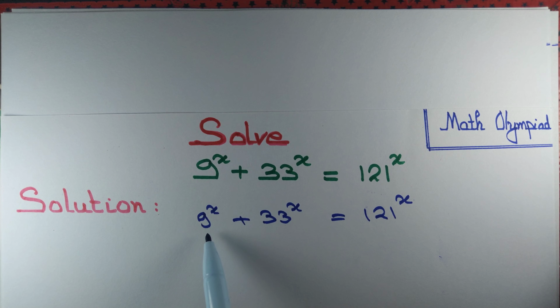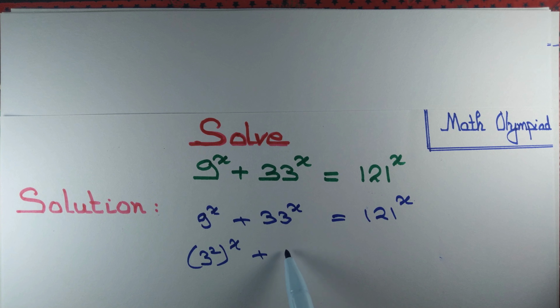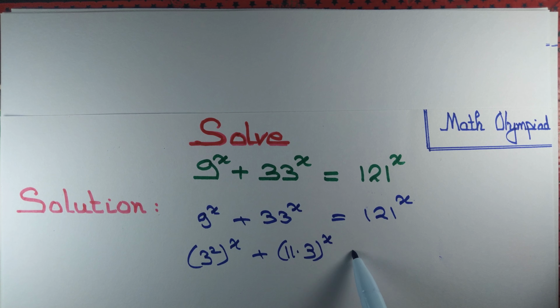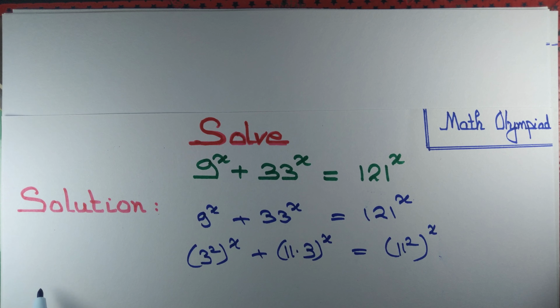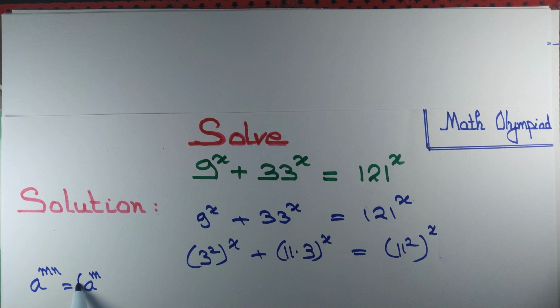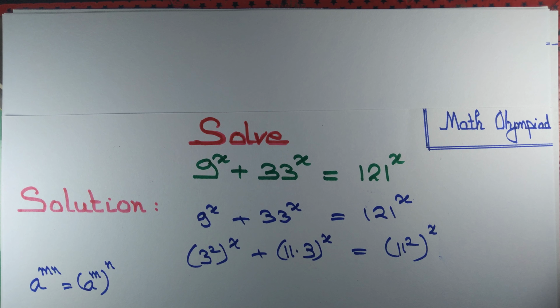That can be written as, but 9 is 3 square, so 3 square to the power x. 33 can be written as 11 into 3, all to the power x. 11 square is 121. Alright. Now we know that a to the power mn equals a to the power m whole thing to the power n, by the law of indices.